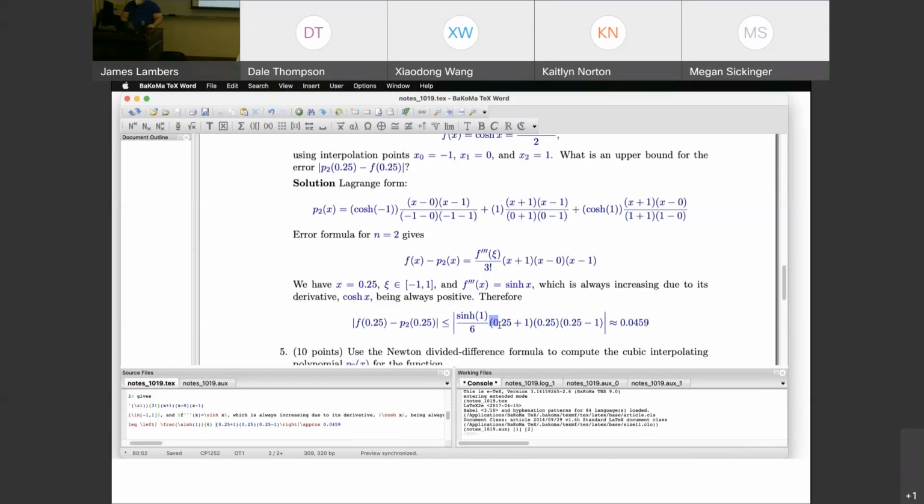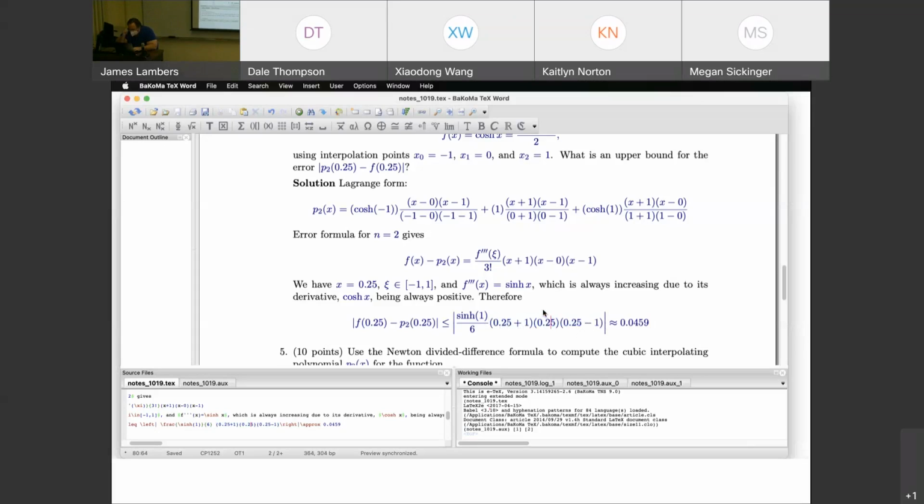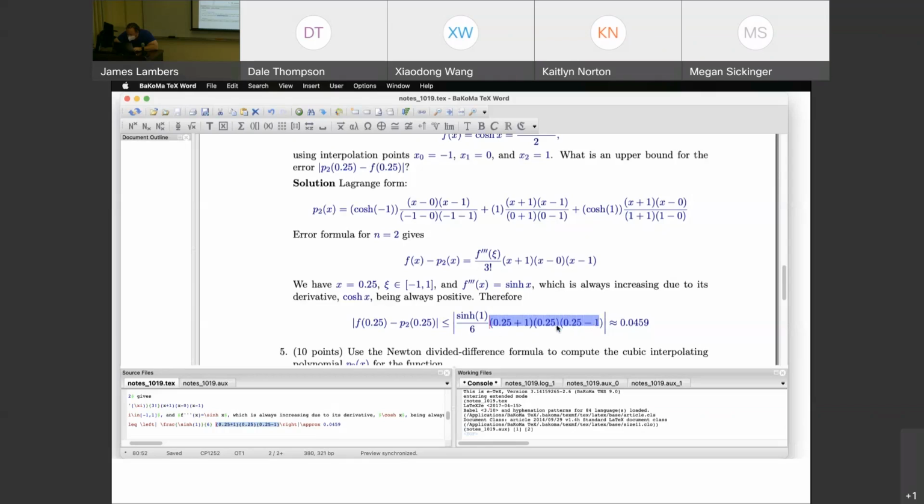And this fraction works out to be minus 15 over 16. Oh wait, not 15 over 16. That's wrong. Sorry, I got it confused with a different problem. This fraction works out to be minus 15 over 64. But this is still correct.